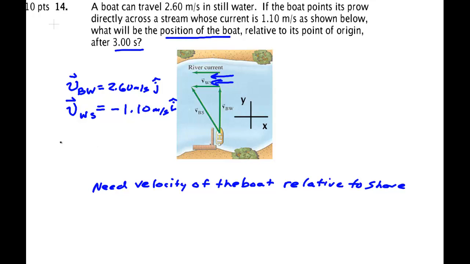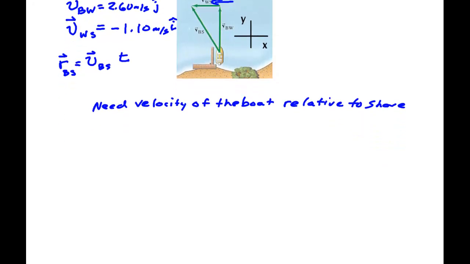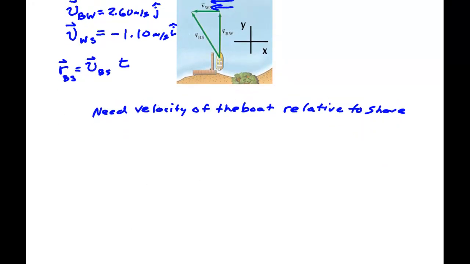I know that R is equal to the velocity of the boat with respect to the shore times time. That will give me the position of the boat as seen by the shore. My problem is to first find this. Well, it turns out that's relatively easy. In fact, they've almost given it to me. They say to find that, I need to do vector addition of these two vectors. This is just a Galilean transformation problem, and it was in the book, and similar to the Huck Finn problem in the homework.